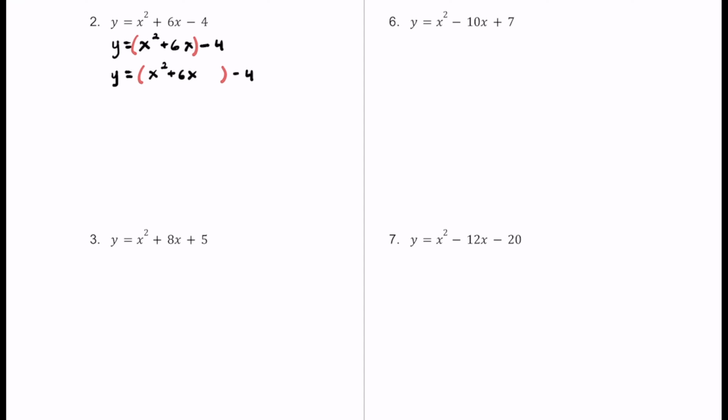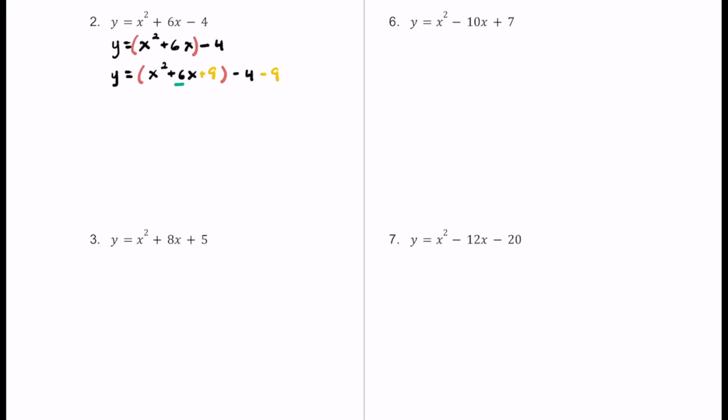So what we're going to do, just like we did earlier, is take a look at this b term. The b term is 6. We're going to take half of that 6, and then square it. Half of 6 is 3, squared. That's going to equal 9, right? So the value that completes the square here is going to be adding 9. And if we add 9 on the inside, we should subtract 9 on the outside to balance it out.